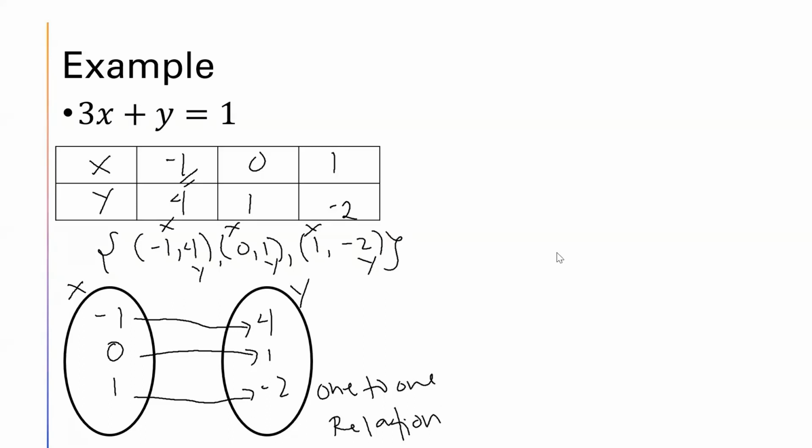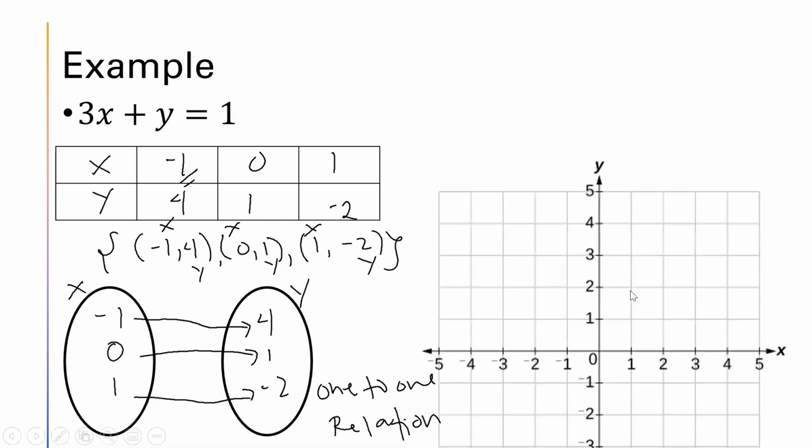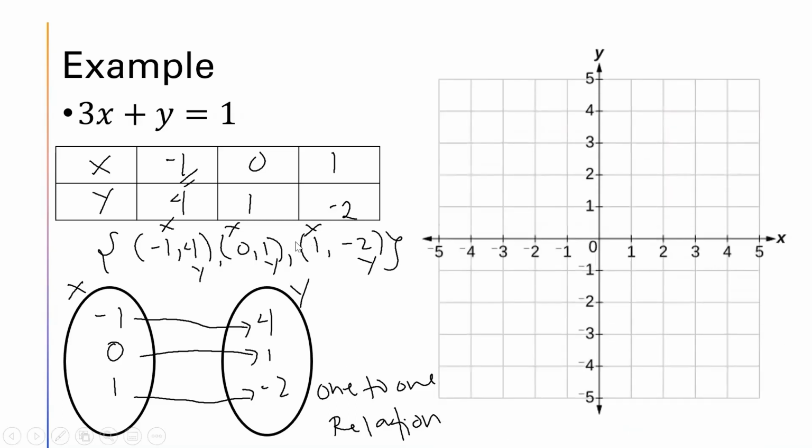So how are we going to graph this 3x plus y equals 1? We already have the table of values, the set of ordered pairs, and the mapping diagram. So let's have the Cartesian plane. Again, the horizontal line is the x, the vertical line is the y. So we can use either the table of values, the set of ordered pairs, or the mapping diagram. So how are we going to do this? So let's make use of the set of ordered pairs.